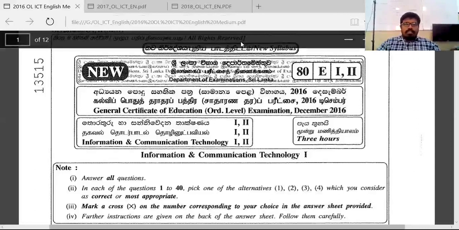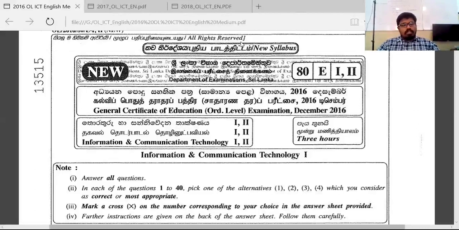So in the last class, we discussed Unit 4, Digital Electronics, up to the 2015 paper. Today we will discuss the 2016, 17 and 18 papers, right?